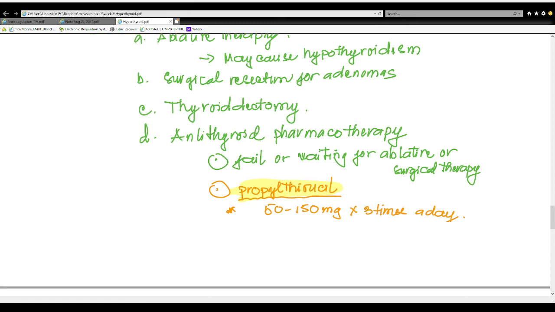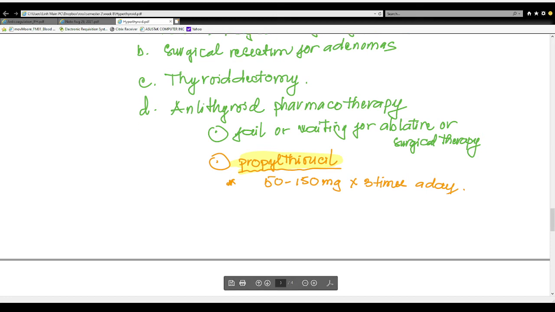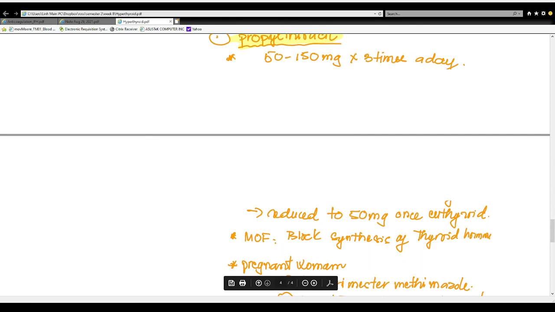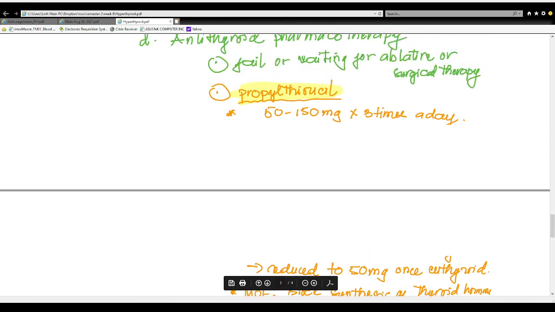We can treat hyperthyroid with anti-thyroid pharmacotherapy. Usually, we use medication in the situation where the patient is waiting for ablative therapy or surgical therapy. We have three main medications.